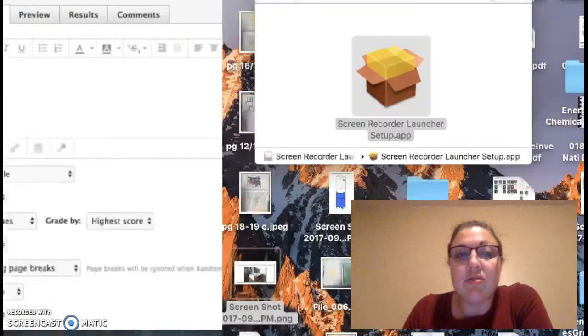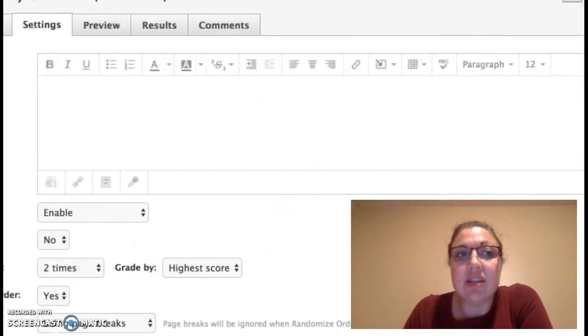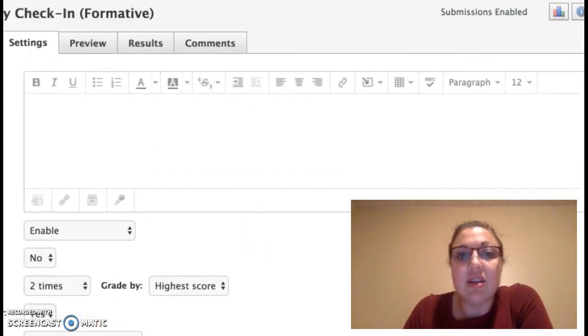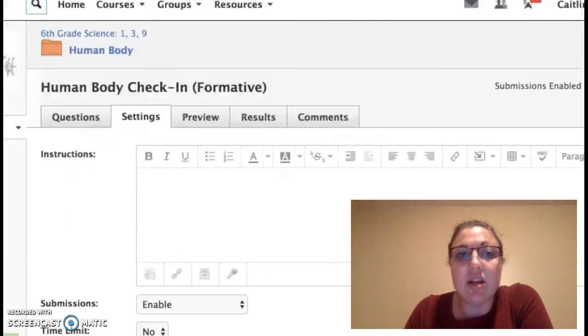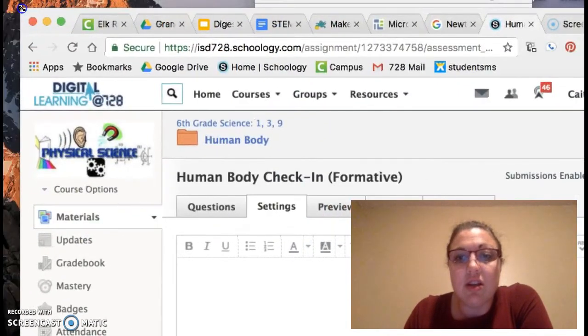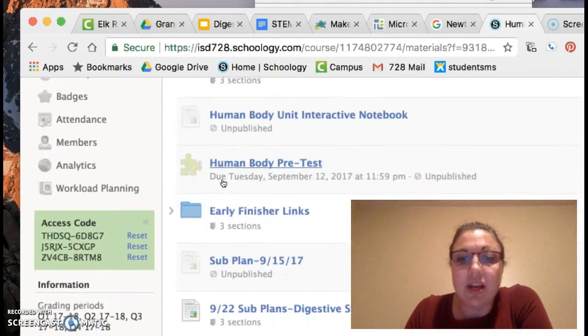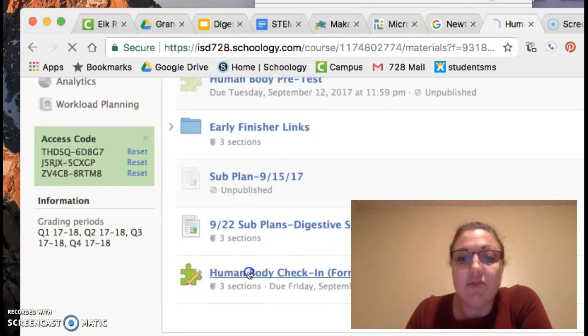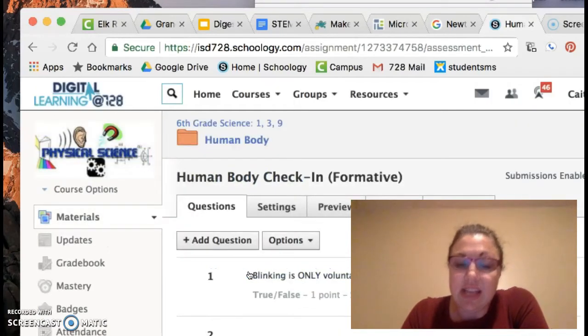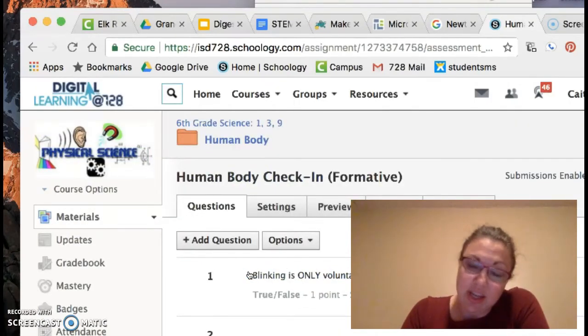I just need to move my screen so you can see it better. So you're in the human body folder and you're going to click on the human body check-in right here. It's a 10-question quiz just to see where you're at. It's not a gotcha. It's not going to go in the grade book to count for your grade.